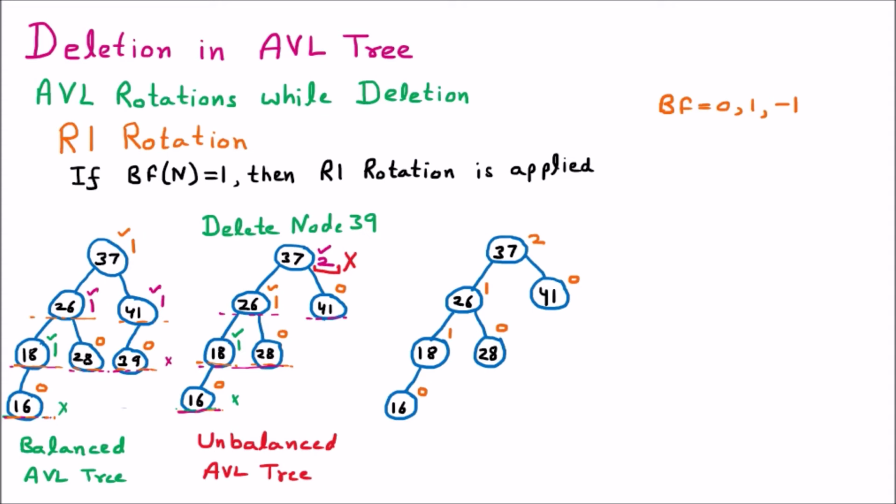Now we should understand which rotation should be applied here. First of all, we should go to the top at this level, and observe which side the tree is heavier towards. We can see that on the left-hand side the tree has 3 levels. On the right-hand side the tree has only 1 level. So the first thing we must understand is that the tree should be rotated towards the right-hand side. So here R rotation will be applied.